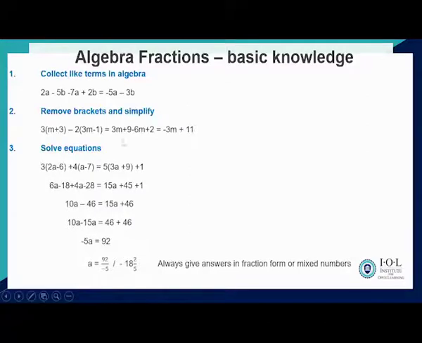When you have to solve equations, you have to apply all the previous knowledge. You have to multiply in the brackets. So you multiply them in, get your answers, on the right-hand side as well as on the left-hand side. Then add the like terms on the left. 6a plus 4a is 10a. The minus 18 minus 28 is minus 46.